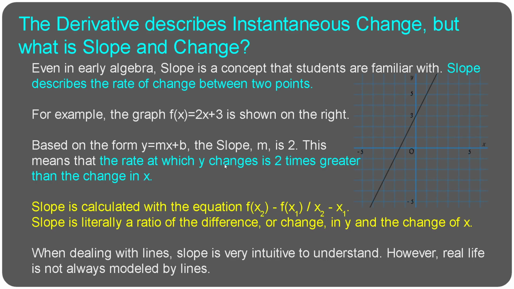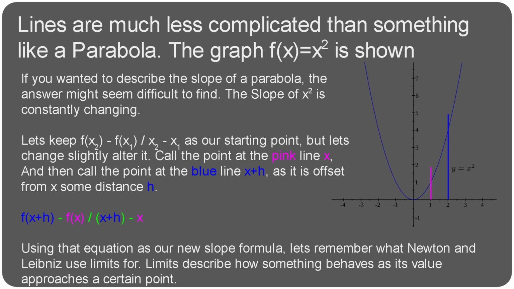So when dealing with lines, slope is very intuitive to understand. That's why most people learn it in algebra. However, real life is not always modeled by lines. If you wanted to describe the slope of a parabola, the answer might seem a little more difficult to find. The slope of x squared is constantly changing. It never has the same slope at any point.